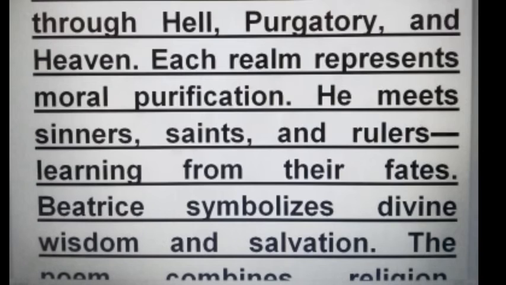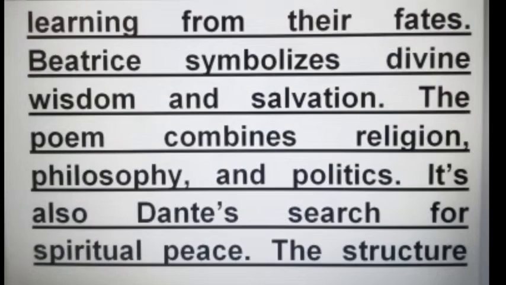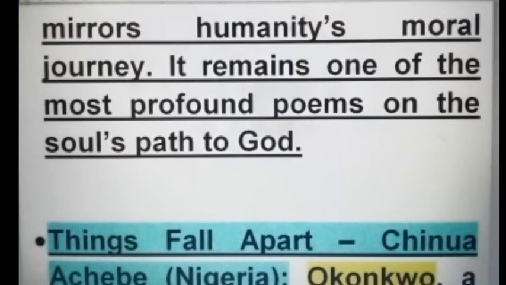He meets sinners, saints, and rulers, learning from their fates. Beatrice symbolizes divine wisdom and salvation. The poem combines religion, philosophy, and politics. It's also Dante's search for spiritual peace. The structure mirrors humanity's moral journey. It remains one of the most profound poems on the soul's path to God.